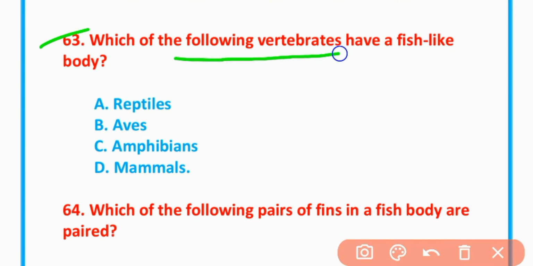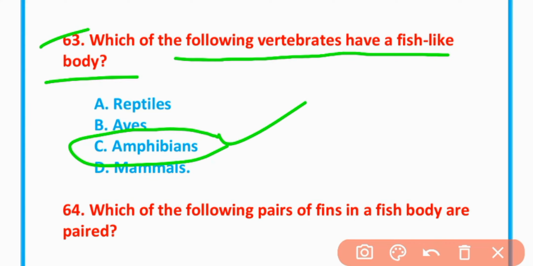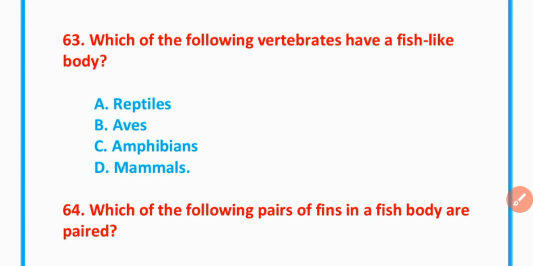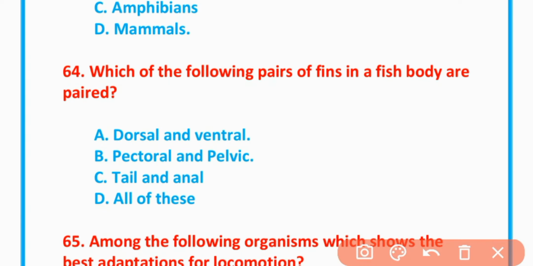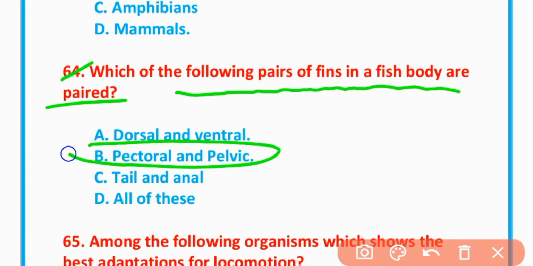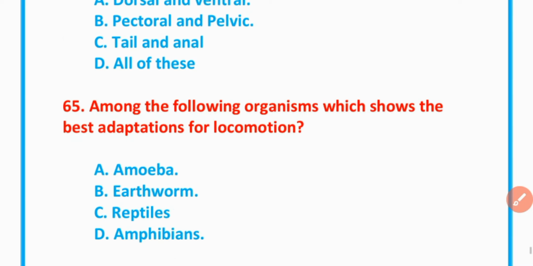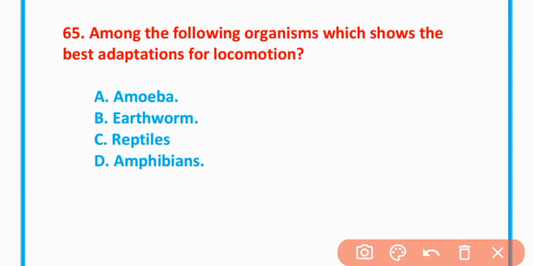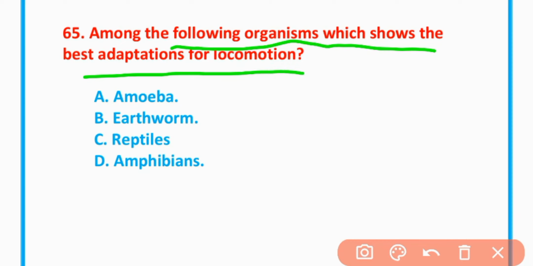Which of the following vertebrates have fish-like body? Amphibians. Option C is correct. Which of the following pairs of fins in fish body are paired? Pectoral and pelvic. Among the following animals which show the best adaptation for locomotion? Reptiles.